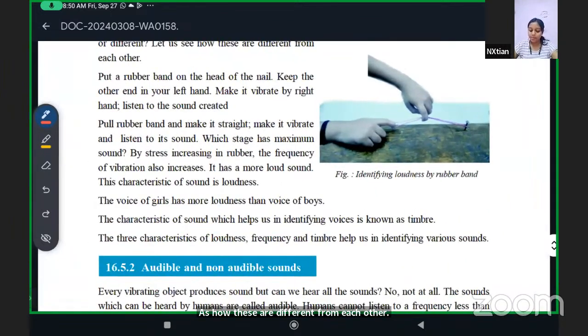An activity: put a rubber band on the head of a nail. Keep the other end in your left hand. Make it vibrate with the right hand. Listen to the sound created. Pull the rubber band and make it straight. Make it vibrate and listen to the sound. Which stage has maximum sound? As the tension increases, the frequency of vibration also increases. It has a louder sound. This characteristic of sound is loudness.